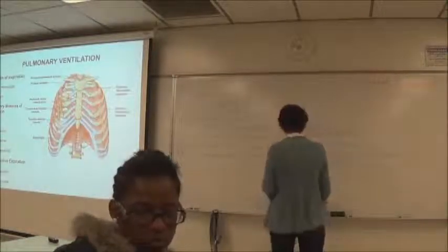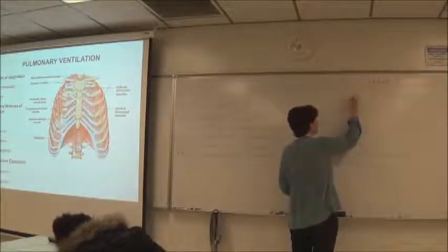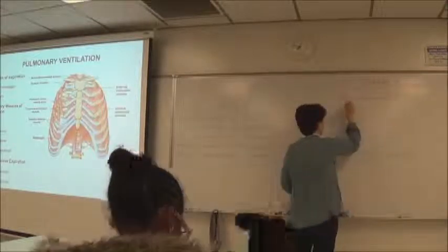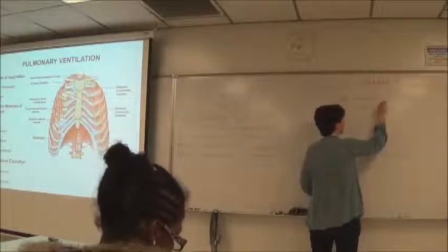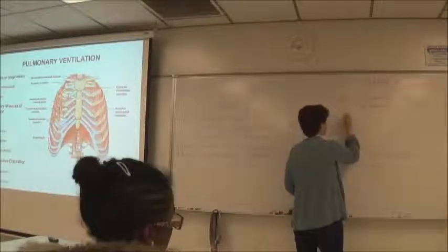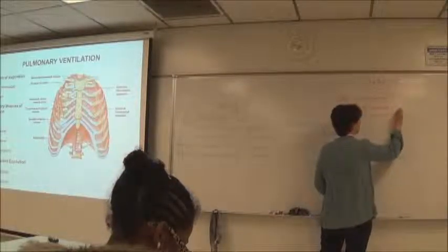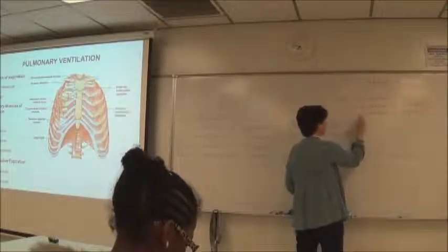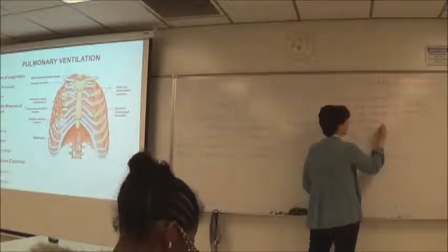So the internal intercostals are going to have the reverse origin. So the superior border of the inferior rib, and insert on the inferior border of the superior rib. Your action is to depress the ribs, and nerves are still the same, intercostals.